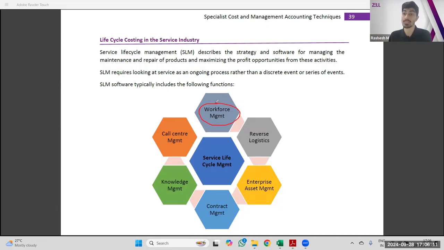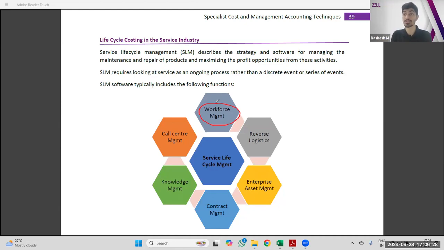So for example, with Amazon, talk about their warehouse employees, talk about their delivery agents. All these employees are crucial to the delivery of the service. So they need to be managed so that the life cycle of a service completes.